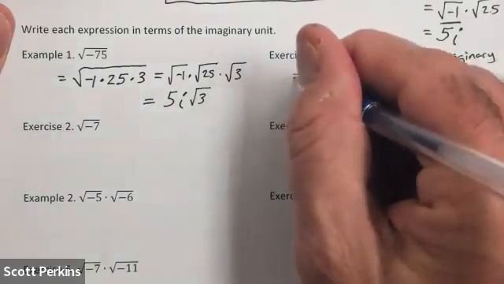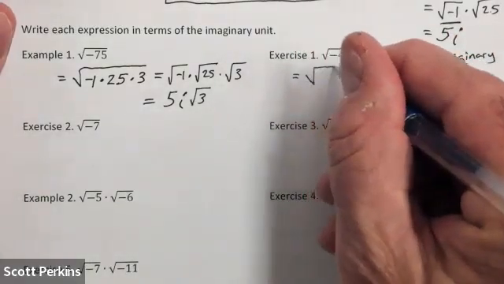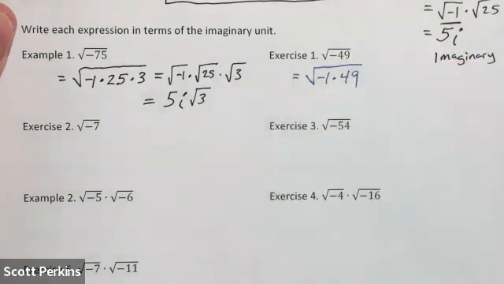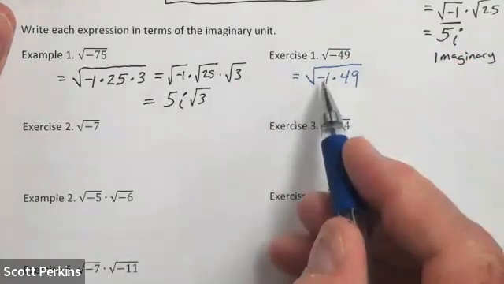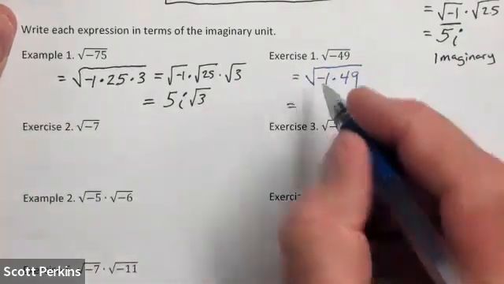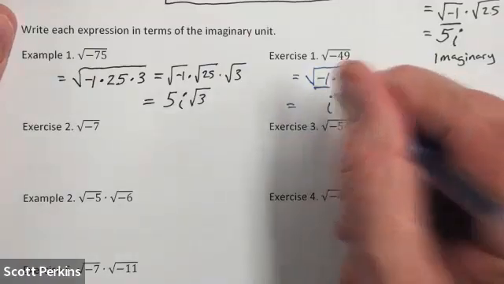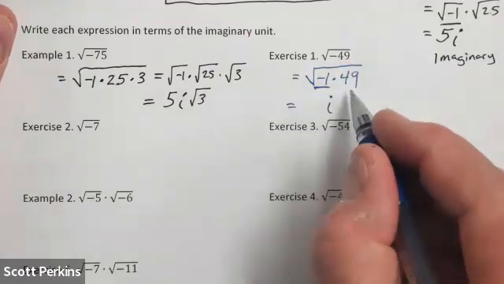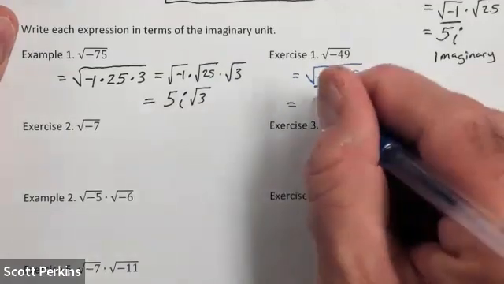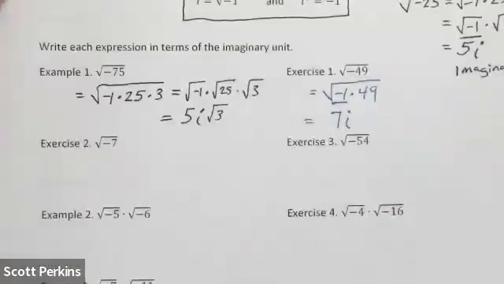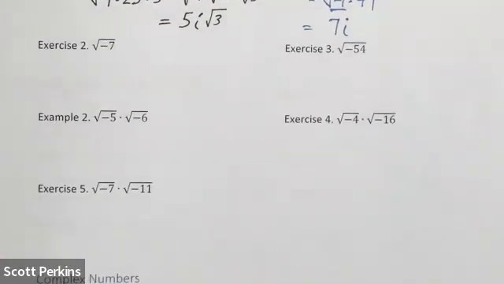All right, so I'm going to write this out. If you wrote less, that's fine. I understand that the product rule of radicals is not something we have to write out every time. So here we go, negative 1 times 49. What's the square root of negative 1? That is i. That's the thing I'm trying to get you used to here. And then the square root of 49 is 7. So we have 7i. We doing all right with that? Question, comment, concern for me? All right, exercise 2. Go ahead and write that in terms of the imaginary unit, please.